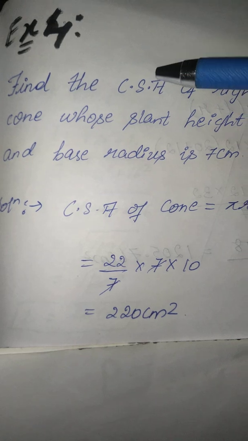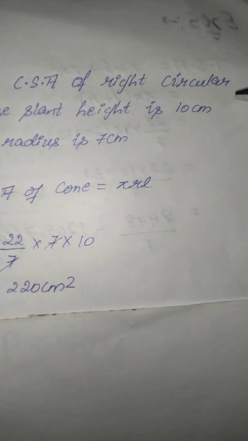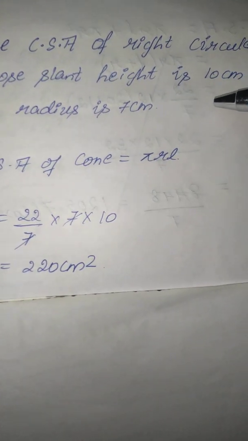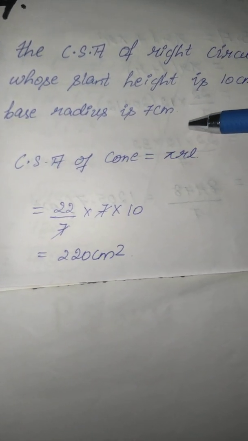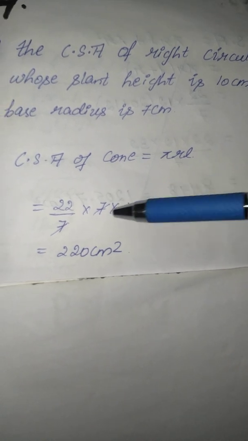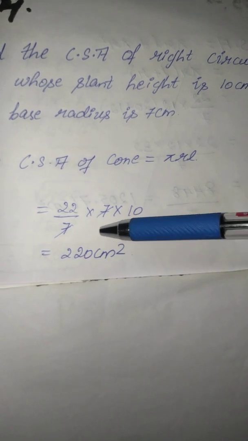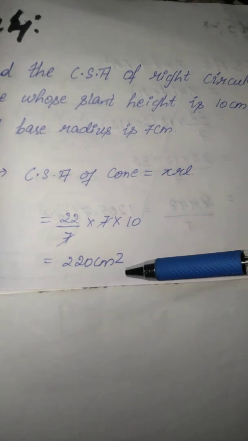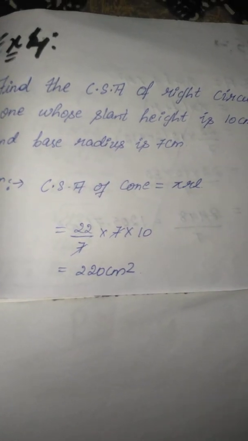In your example number 4, they have asked to find CSA of the right circular cone whose slant height is given as 10 centimeters and the base radius is 7 centimeters. I know the CSA formula as pi rl. I am going to substitute 22 by 7 into 7 into 10. 7 gets cancelled. So 22 into 10 becomes 220 centimeters square. This is your example number 4 answer, children.